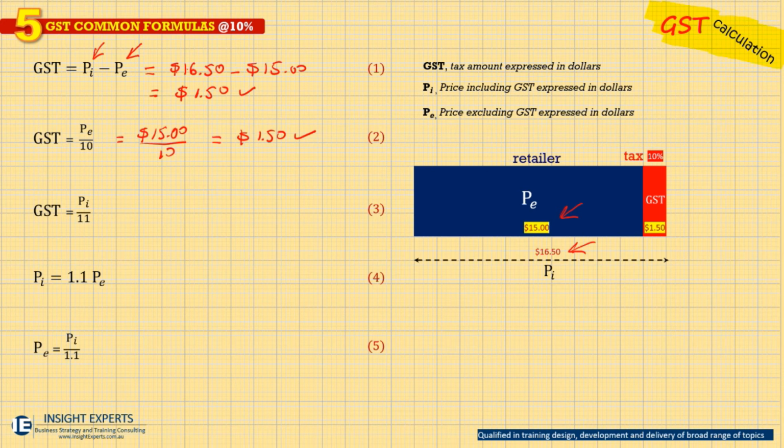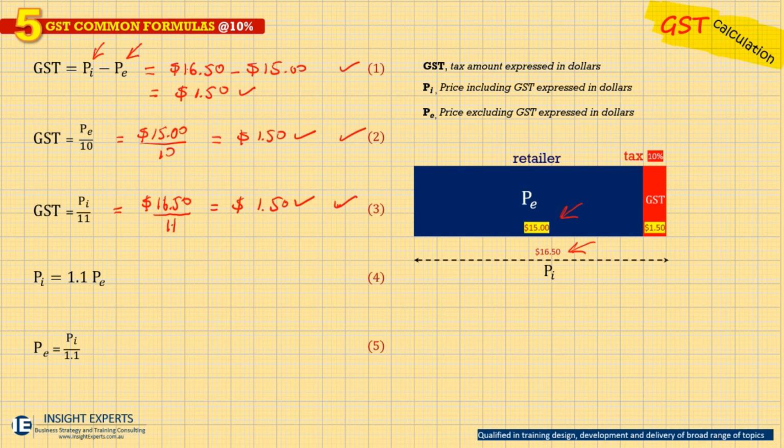The third way of calculating the GST, this time if I have the price including GST. So all what I have to do is divide the $16.50 by 10, or sorry, by 11 this time, and I will get exactly the same answer, $1.50. So as you can see, there are 3 ways of calculating the GST.